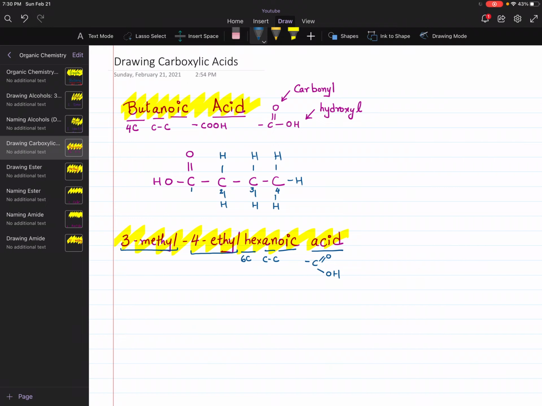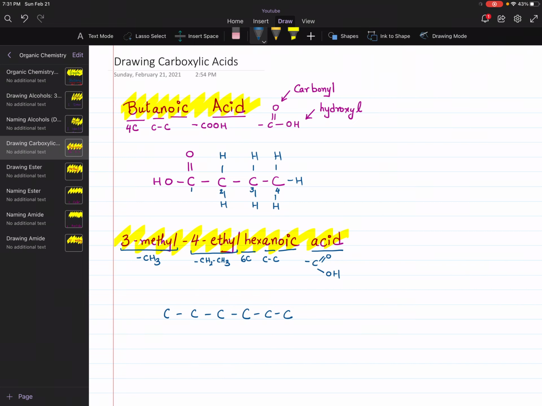The methyl is a CH3 branch, and the location of the CH3 branch is position 3, as indicated in the name. And the other one we have is 4-ethyl, and in this case ethyl is CH2CH3, and this is located on the fourth carbon. So now drawing the diagram, let's start with the carboxylic acid. 6 carbons, so we'll draw 6 carbons. 1, 2, 3, 4, 5, 6 carbons.